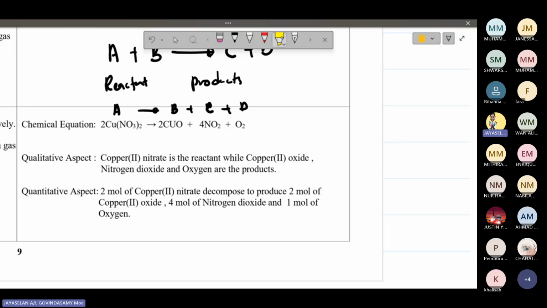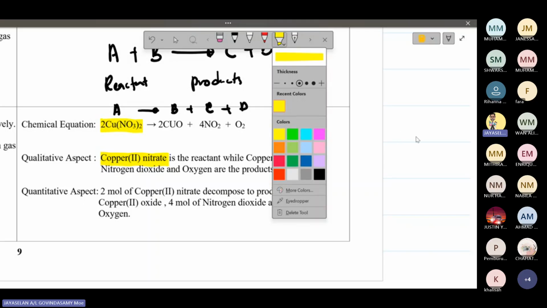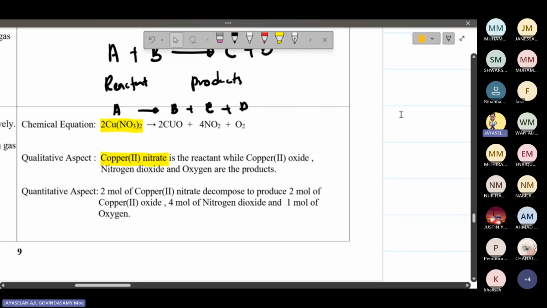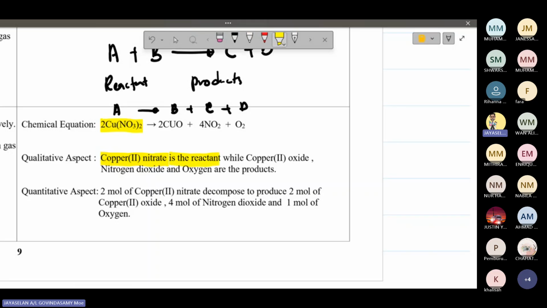Okay, cara nak buat qualitative analysis. Qualitative aspect. Ni copper nitrate. Siapa yang cakap ni? Siapa yang belum mute, tolong mute kan? Okay. Copper(II) nitrate is the reactant. While copper(II) oxide, nitrogen dioxide, and oxygen are the products. So you guys already score 0.1. Any question?